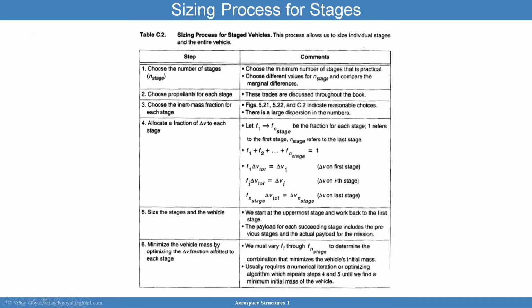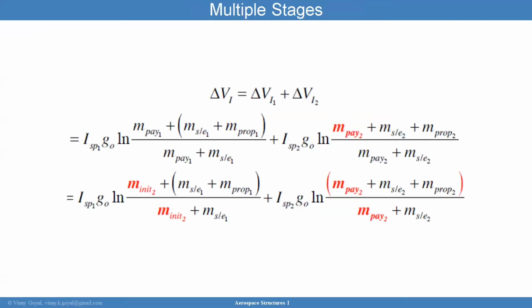Minimize the vehicle mass by optimizing the delta V fraction allotted to each stage. So you have to vary stage number one to the nth stage to determine the combination that minimizes the vehicle initial mass. It usually requires a numerical optimization technique, and you repeat steps 4 to 5 to really find the minimal mass that you need to get to the delta V.